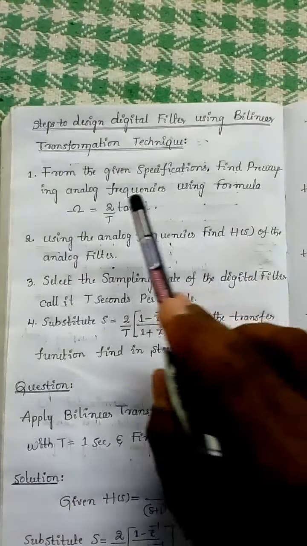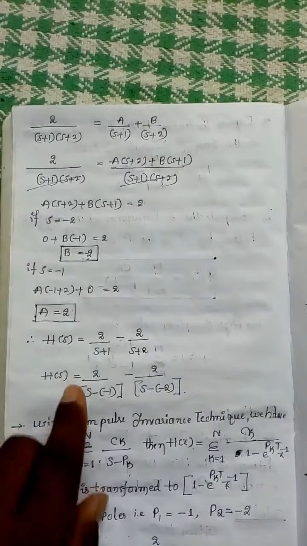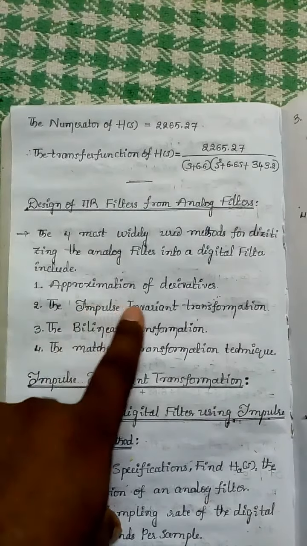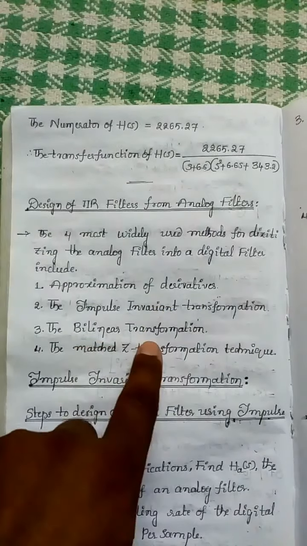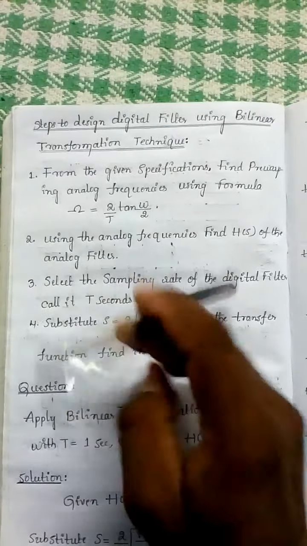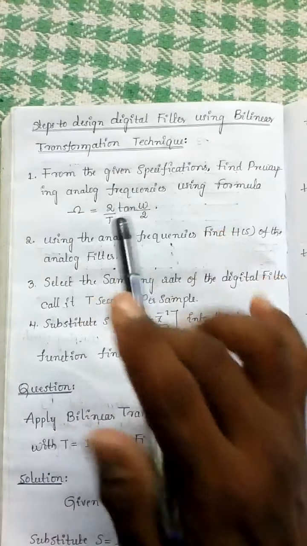So next, go for the second design of IIR filter. Second, what is the second? This is the first, the impulse invariant technique is over. Next, bilinear transformation. These two are in our syllabus only. Okay, next go for the second one. Steps. In that second also 4 steps are there. Those 4 steps are very important for doing a problem.